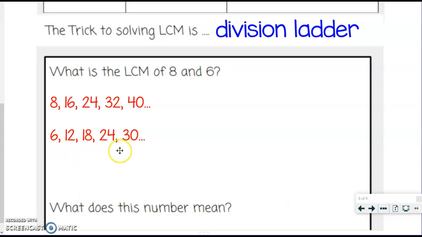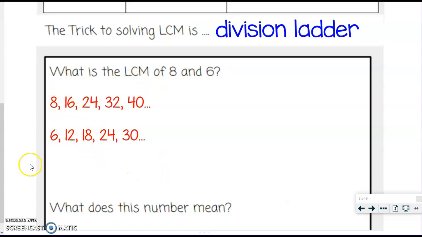If you follow them along, you'll see that the first number that these two have in common is 24. If I kept going, they would have another multiple in common later down the row. That's why we want the least common multiple, the first number that they have in common. So I want that 24. But this can get really tedious and difficult if you have to list them, so I'm going to show you how to do the division ladder.